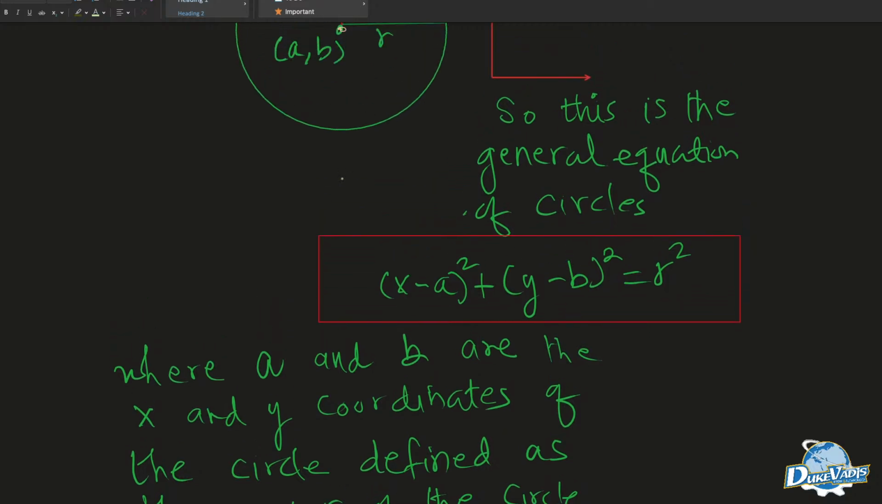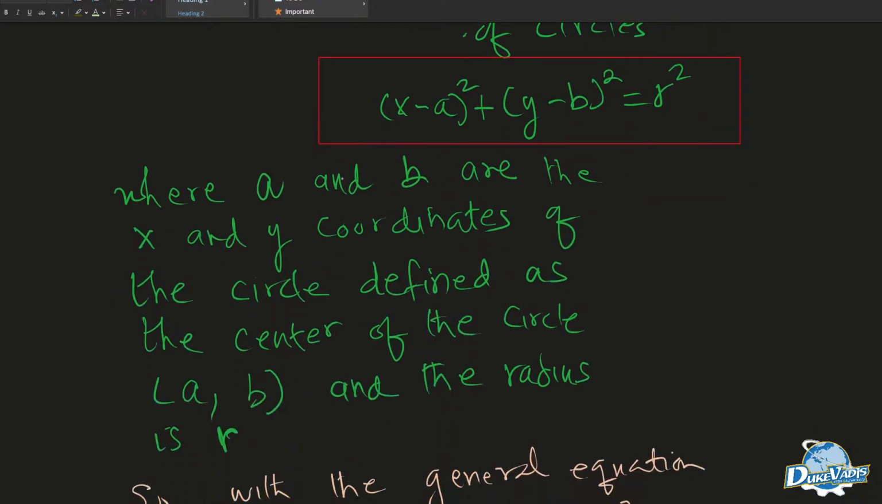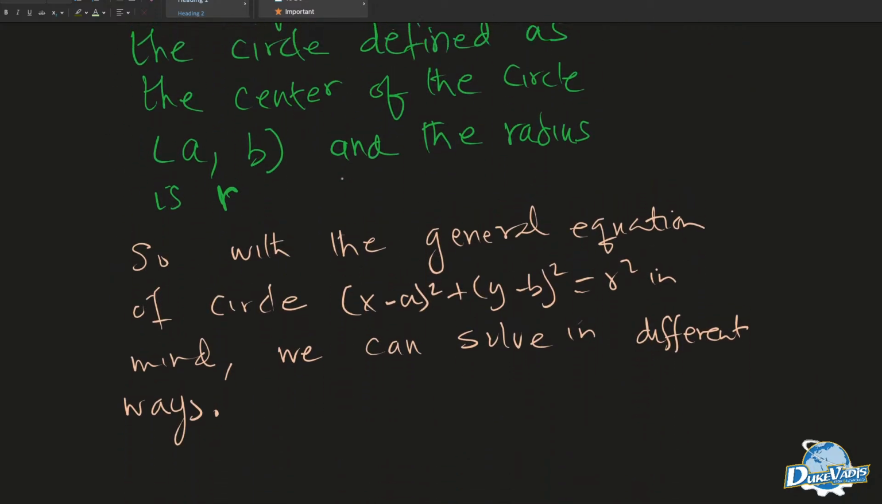Here a and b are the x and y coordinates of the center of the circle, and r is the radius. So with the general equation of a circle, (x minus a) squared plus (y minus b) squared equals r squared, we can solve in different ways.